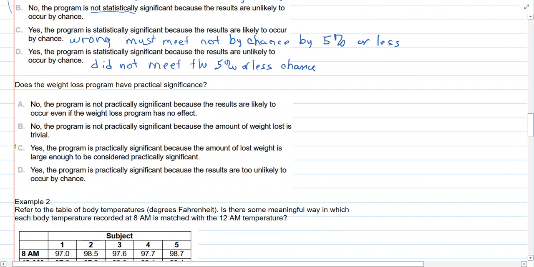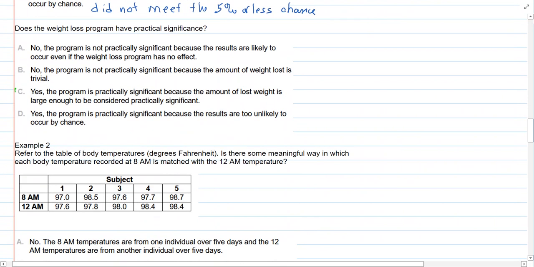All right. So let's assess the next one, practical significance. In this one, we know that if it's not a statistical significance, then we know it is a practical one. So we're going to look at the yeses. The first one says the program is practically significant because the amount of weight loss is large enough to be considered practically significant. And that's it.